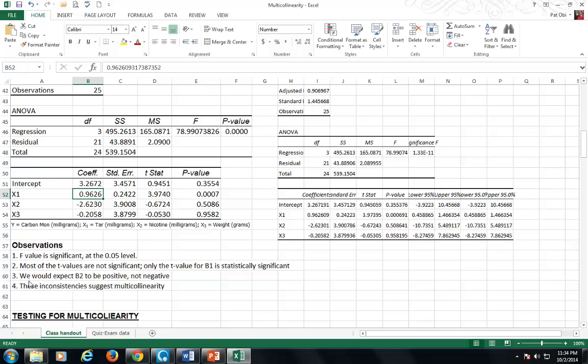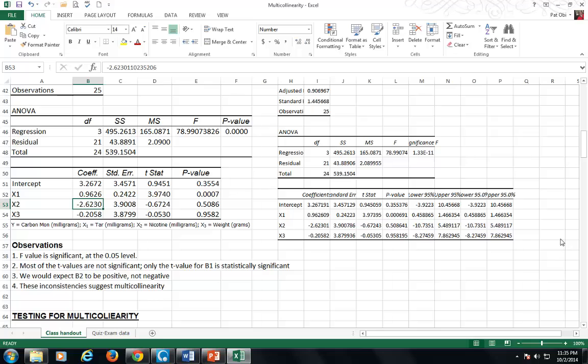Thirdly, observe that we would expect the coefficient b2 here to be positive and not negative. b2 is the coefficient for x2. x2 is nicotine. Shouldn't we expect that as the nicotine content of tobacco increases, carbon monoxide emission should rise? So as you can see, this goes contrary to our intuition. It's counterintuitive. And so these inconsistencies suggest that multicollinearity may be present.